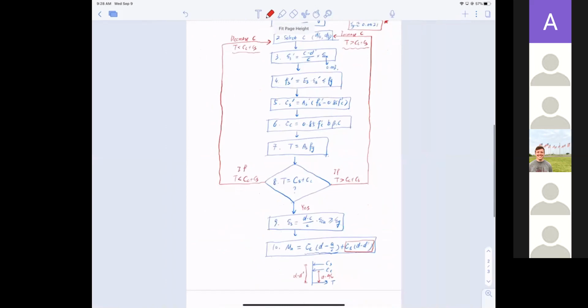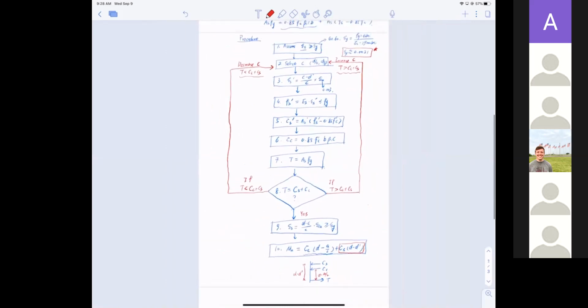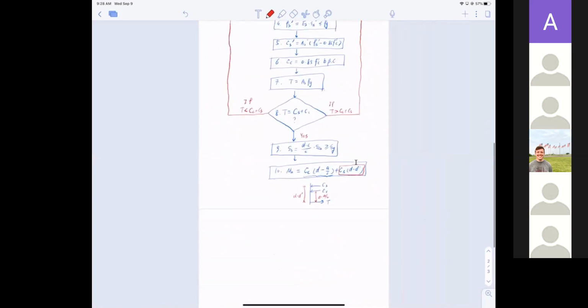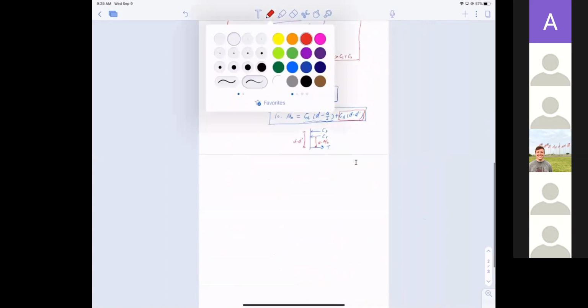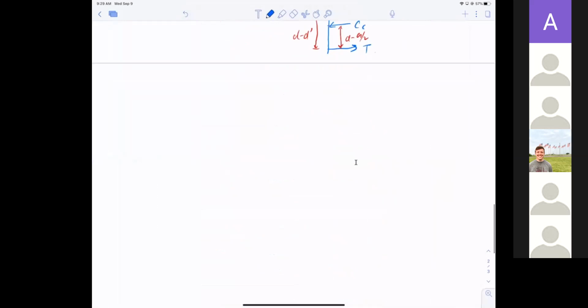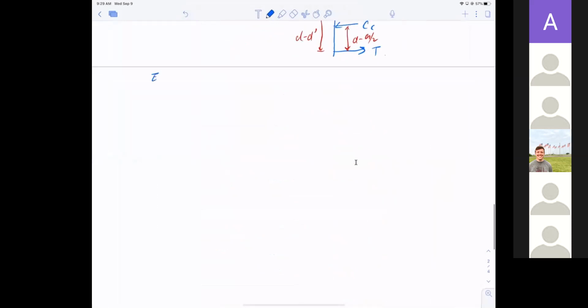Can you see it? So that is the procedure. Pretty long, isn't it? Iterations are often required. That seems very long, but don't worry. Let's walk you through an example.